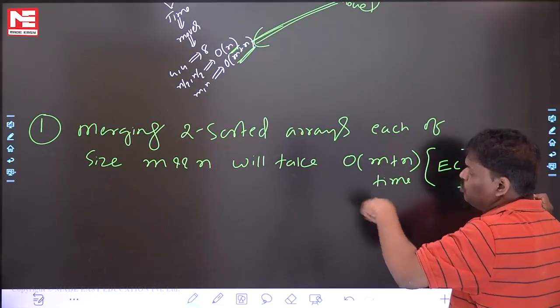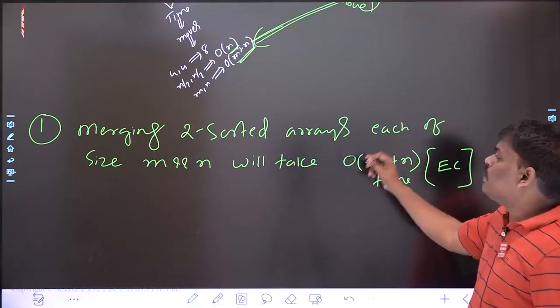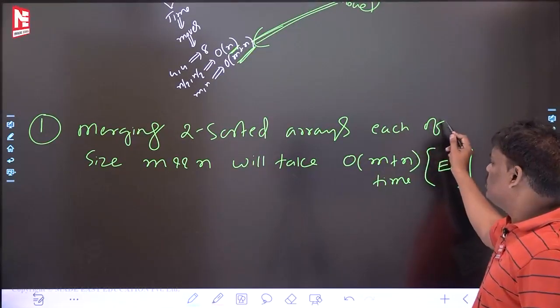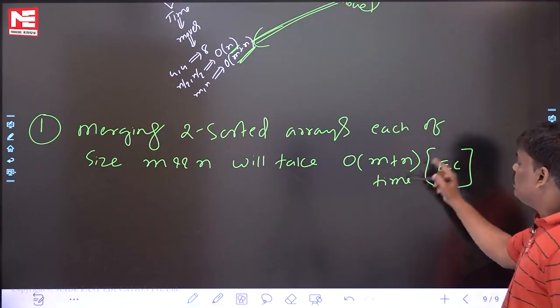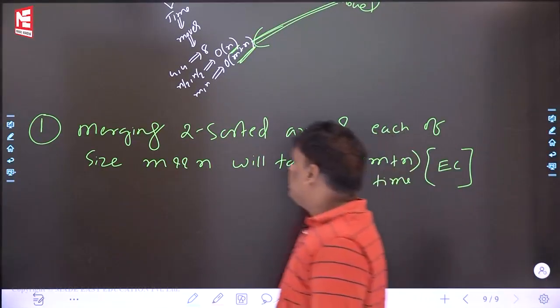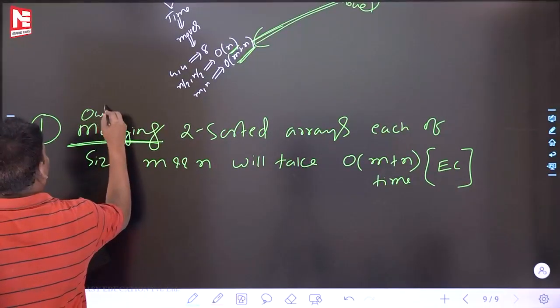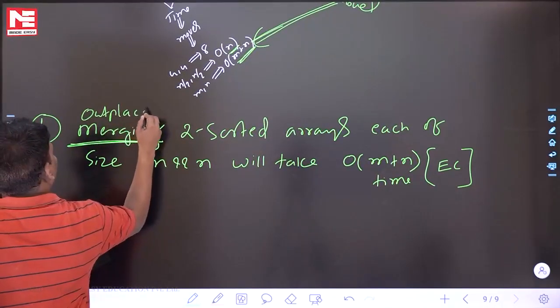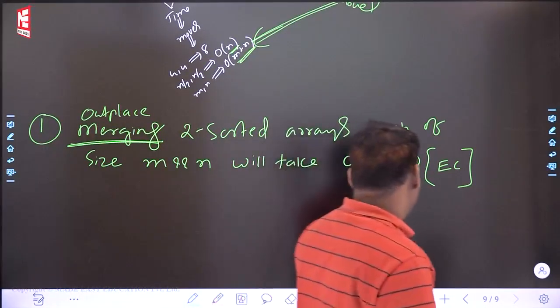Comparisons or moves? How many moves? How many elements are there? Those many. So the time complexity of the merge algorithm of size m and n will take m plus n time. It is not m into n, it is m plus n time. And one more, is it in place or outplace? Please be careful, outplace merging, because one more array we are taking to merge it.